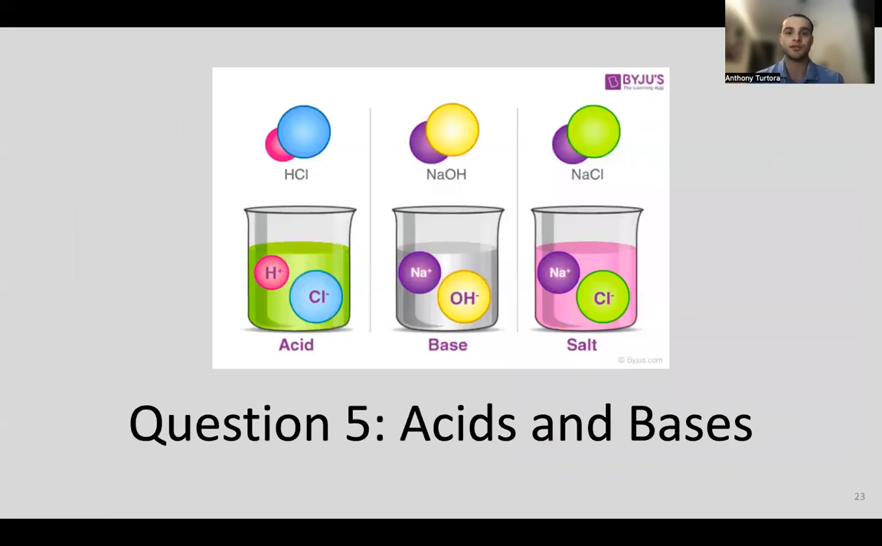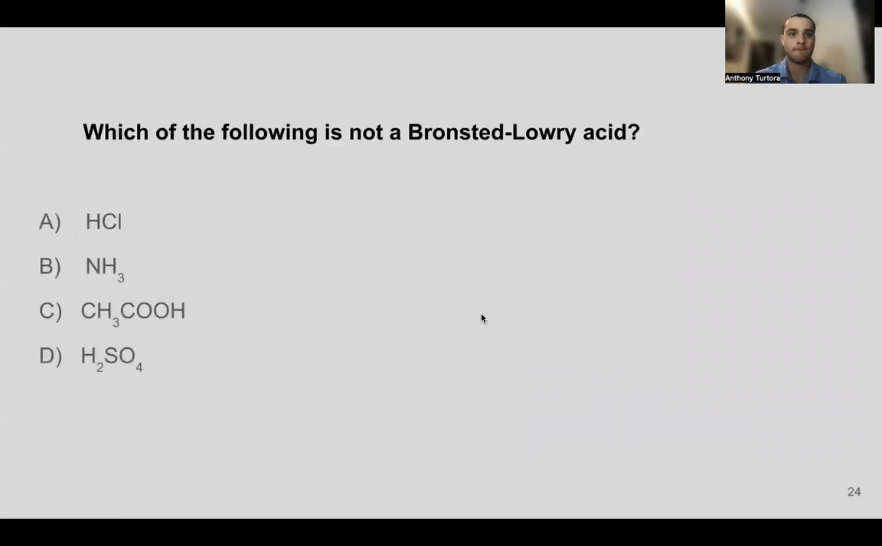All right, so question 5. Now we're going to switch gears slightly and talk about acids and bases. So the first question here: which of the following is not a Bronsted-Lowry acid? I will give everyone a little bit and pause the video so you can solve this problem.